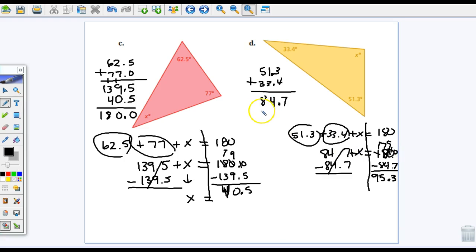Let's check it. I'm going to go ahead and add it to my combined terms here. And that gives me, line up your decimals, 7 plus 3 is 10. Bring down your decimal. 5 plus 4 plus 1 is 10. Carry your 1. 9 plus 8 is 18. A whopping 180 degrees.